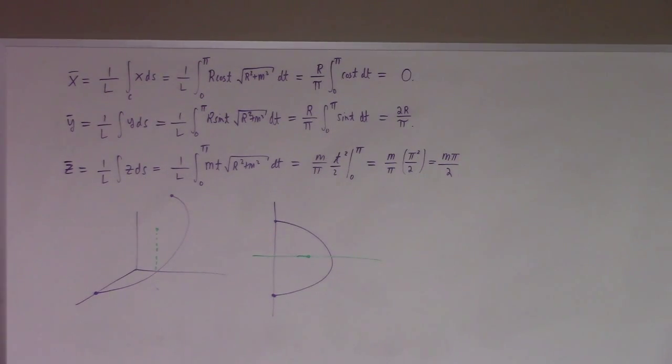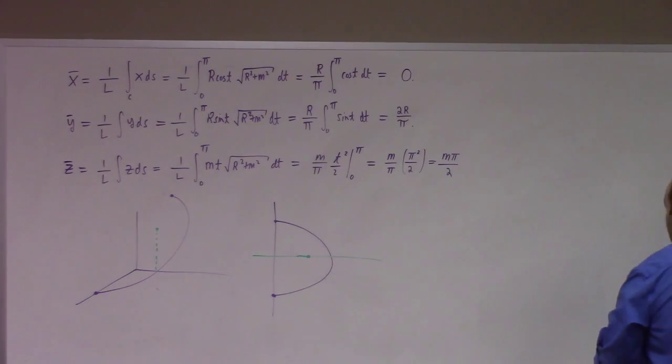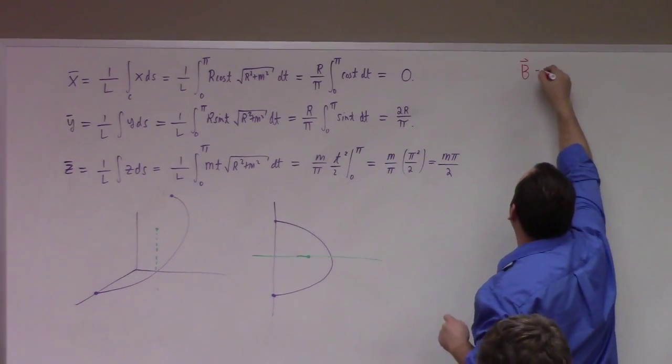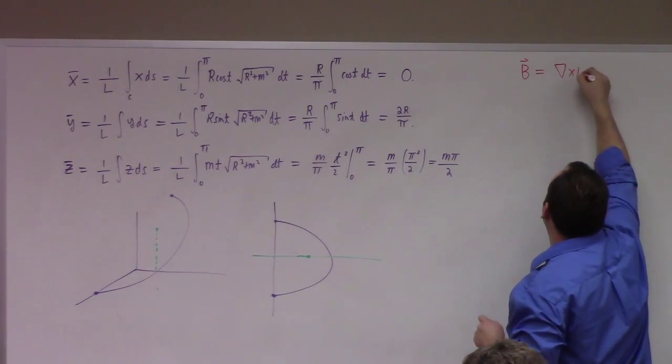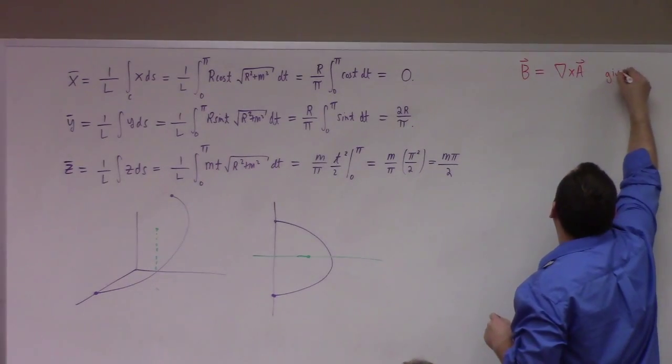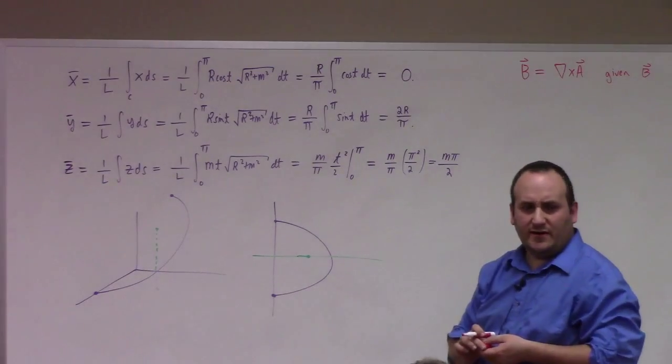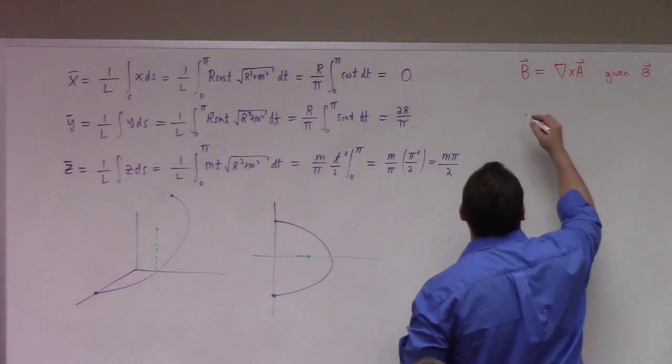Do you want any advice on how to find the A such that the curl of A is equal to B? Yes, please. There are infinitely many answers there. So we're basically trying to solve the equation B is equal to the curl of A, given B. So let me try to work a different problem that hopefully makes sense.